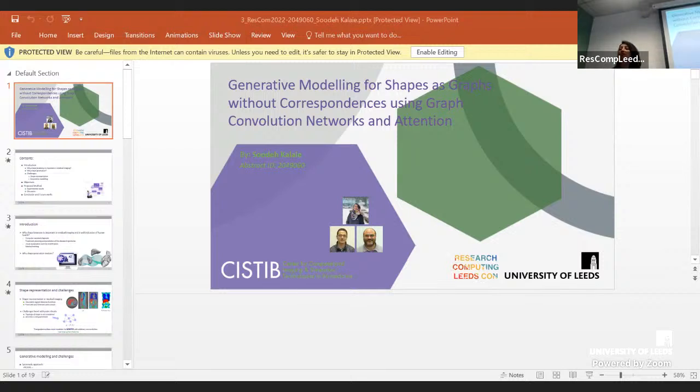Hi everyone, my name is Sudha. I'm a PhD student in the Assistive Group, School of Computer Science, and my research is supervised by Dr. Ali Gooya and Professor Alex Frangi. The title of my talk today is generative modeling for shapes as a graph without correspondence using graph convolutional neural networks and attention modules. First of all, I will present an introduction about the importance of human shapes anatomy, and the importance of shape generation, and I will talk about all challenges here.